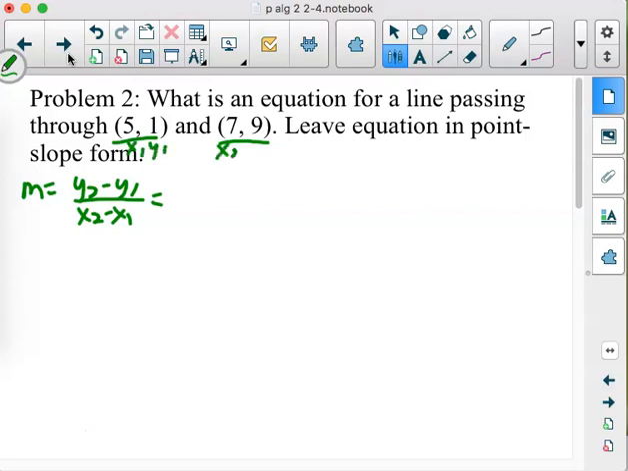Although you're probably not doing that anymore. You know, after the first slope assignment, you're probably like, I don't need to write all that down. 9 minus 1 over 7 minus 5. Whoops. I'm doing the denominator already instead of keeping my thoughts on where I'm at. Slope of 4. So now, not only do I have 1 point, but I have 2 points. And I have a slope. That's point-slope form.